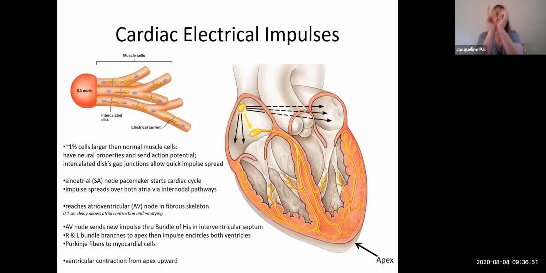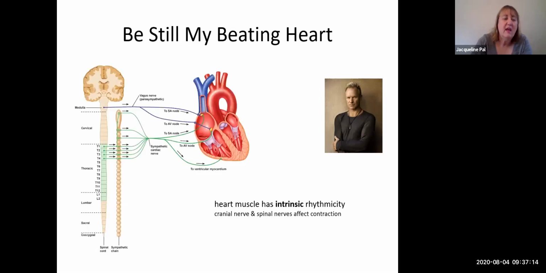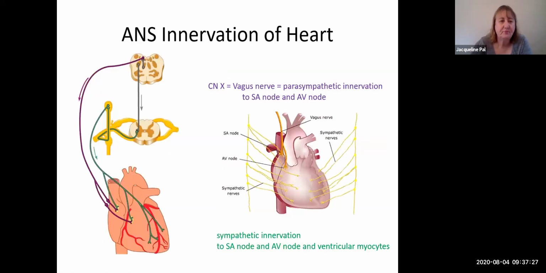And so now you should be able to understand why blood is going in an upward direction through the pulmonary trunk and the ascending aorta. So the thing about the heart is it has its own intrinsic rhythmicity. There are cranial nerves and spinal nerves that affect the contraction, but it decides whether or not it wants to contract. And so when I say other nerves affect the contraction, this is showing both parasympathetic innervation as well as sympathetic innervation. So let's look at this a little bit closer.